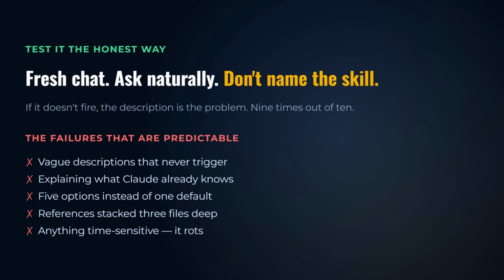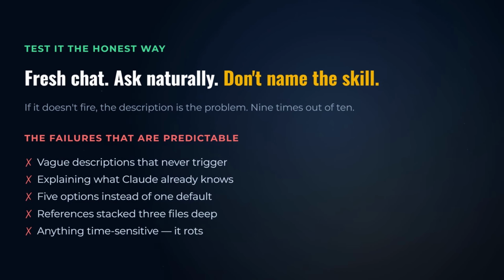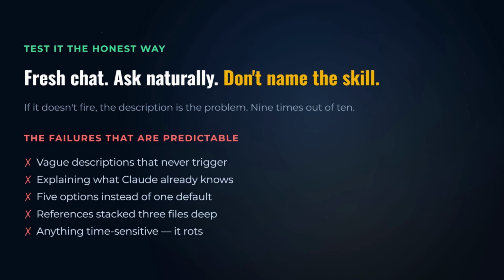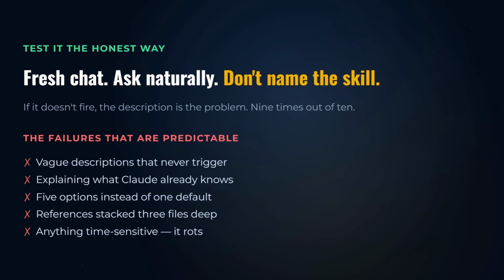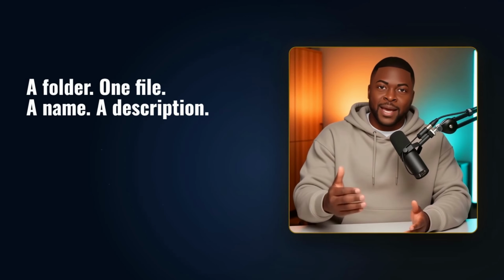And the failures are predictable, so let me save you the time. Vague descriptions that never trigger. Explaining things Claude already knows. Offering it 5 different ways to do something instead of one default. Stacking references 3 files deep. And putting today's date, or for now, do it this way, into a skill you'll still be running next year. Anything time-sensitive rots.